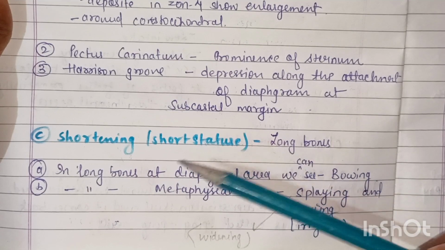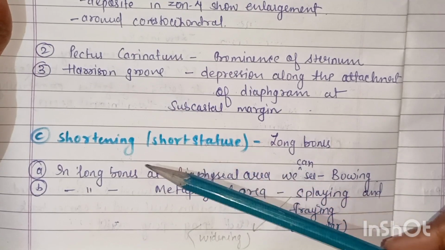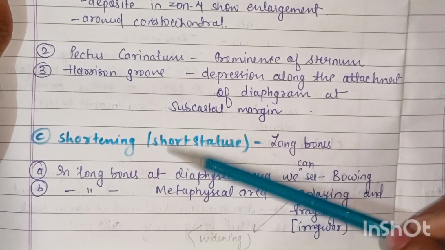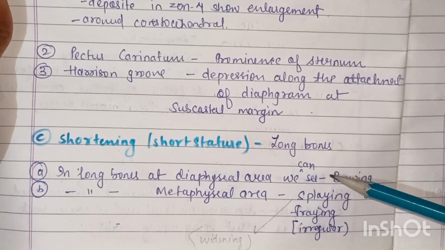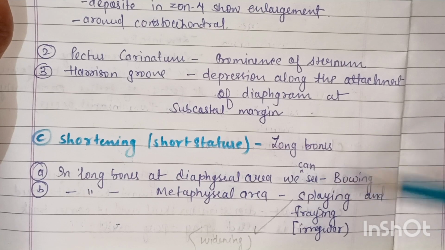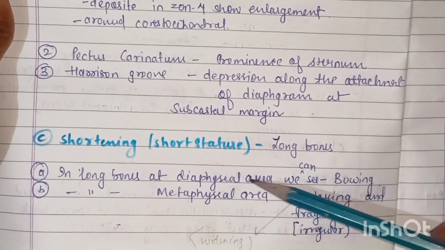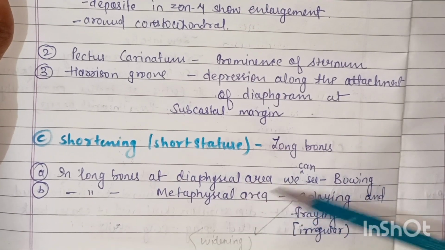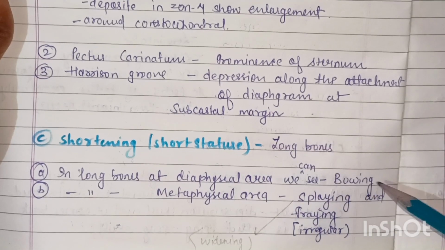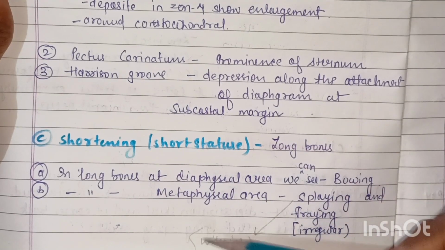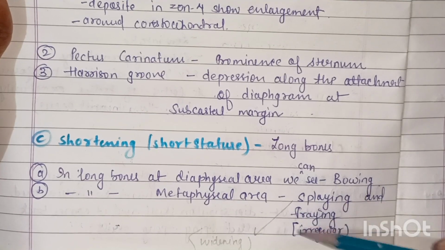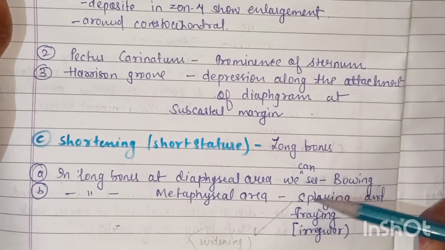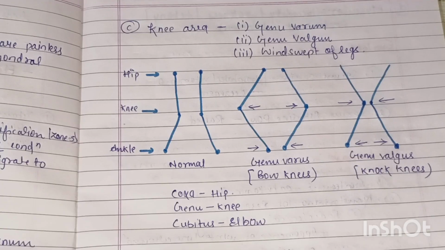Further, the third clinical manifestation is shortening, that is short stature, seen in long bones. Physically, in long bones at the diaphyseal area, we can see bowing of the knees, and in long bones at the metaphyseal area there is splaying and fraying, an irregular splaying, which is a widening of the bone.